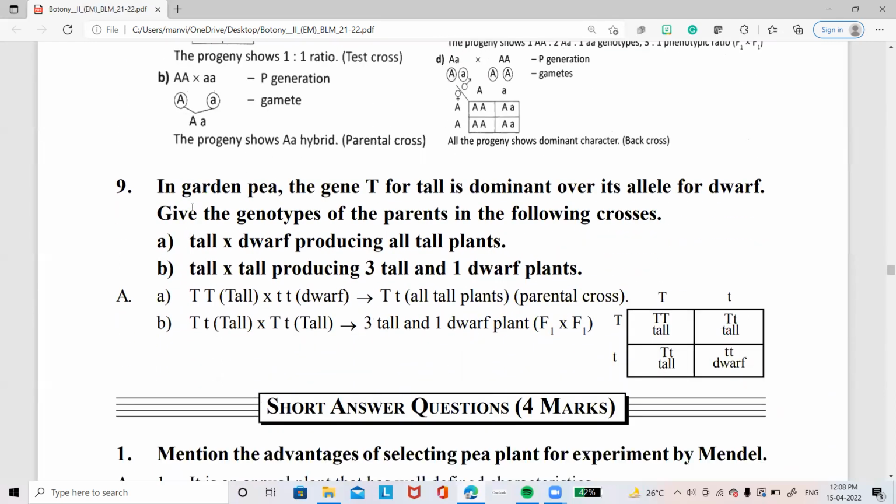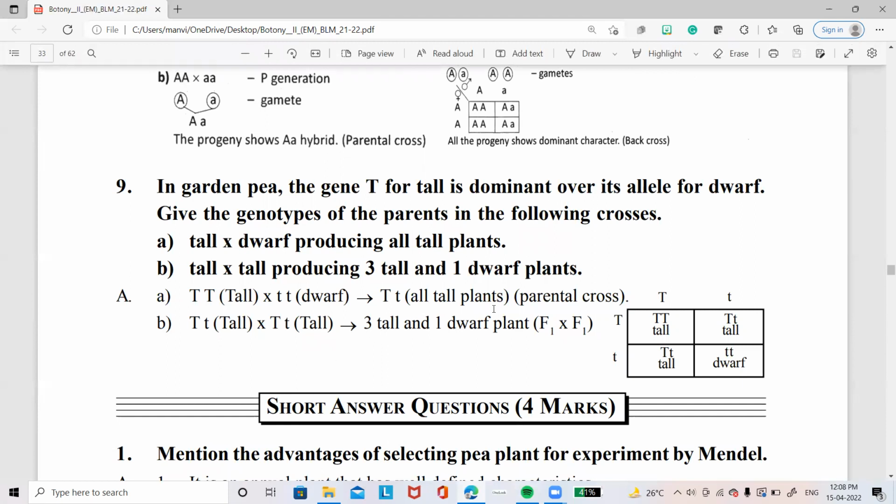Next, question number 9. In garden pea, the gene capital T for tall is dominant over its allele for dwarf, small t. Give the genotypes of the parents in the following crosses. Tall and dwarf producing all tall plants, and tall and tall producing 3 tall, 1 dwarf.